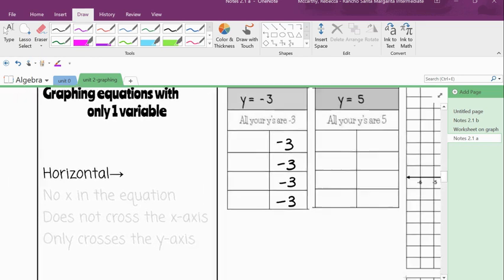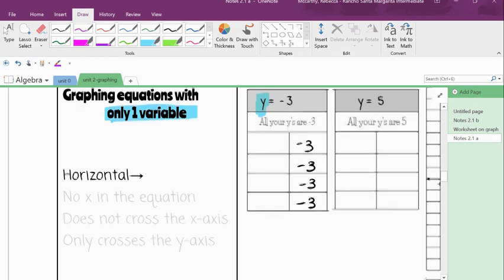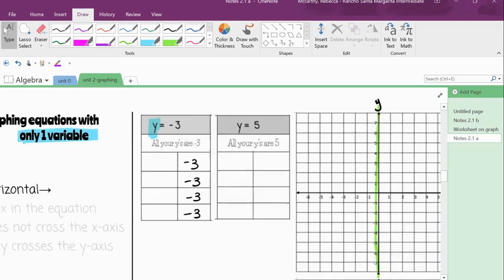Now on my sidebar, it says graphing equations with only one variable. So really pay attention to this. We highlighted our y-axis because it only has a y, and we'll get to the sidebar notes in a minute. So if all my y's are negative 3, x could be anything: 0, negative 1, 2, 4.